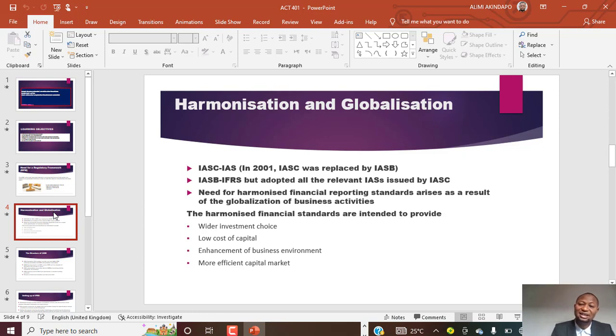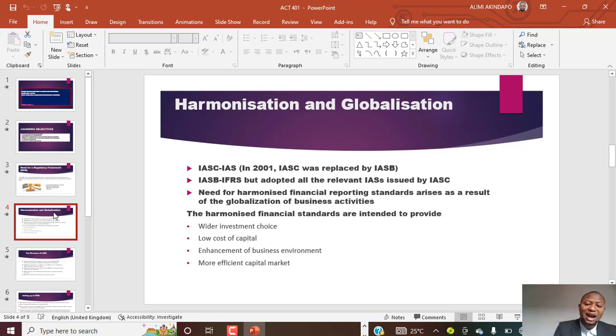The IASC, that is International Accounting Standard Committee, issues IAS, that is International Accounting Standard. Presently, we have 41 International Accounting Standards. Then we have the IASB, that is International Accounting Standard Board. The International Accounting Standard Board issues IFRS, that is International Financial Reporting Standard, but adopted all the relevant IAS issued by the IASC.